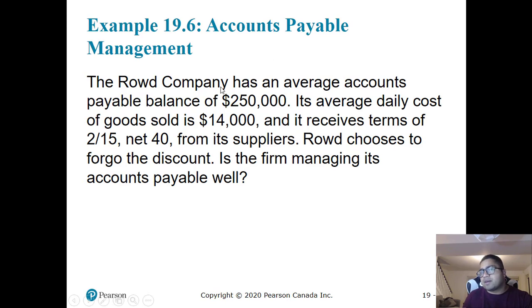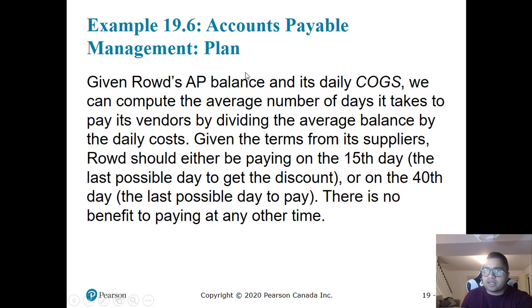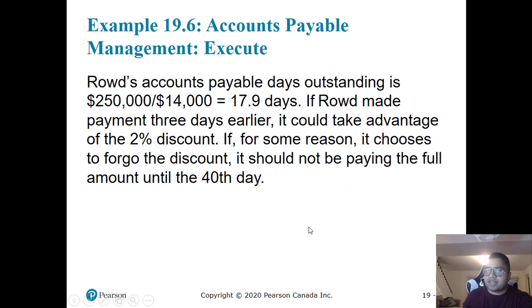Now we will compute how many days it takes for this company to pay its suppliers on average and then compare it. So the firm's balance and its daily COGS are given. So we can compute the average number of days it takes to pay its vendors by dividing the average balance by daily cost. Given the terms from its suppliers, it should either be paying on the 15th day or on the 40th day. There is no benefit of paying at any other time. So when does it actually pay? 250,000 divided by 14,000 gives you average account payable days, that is 17.9.